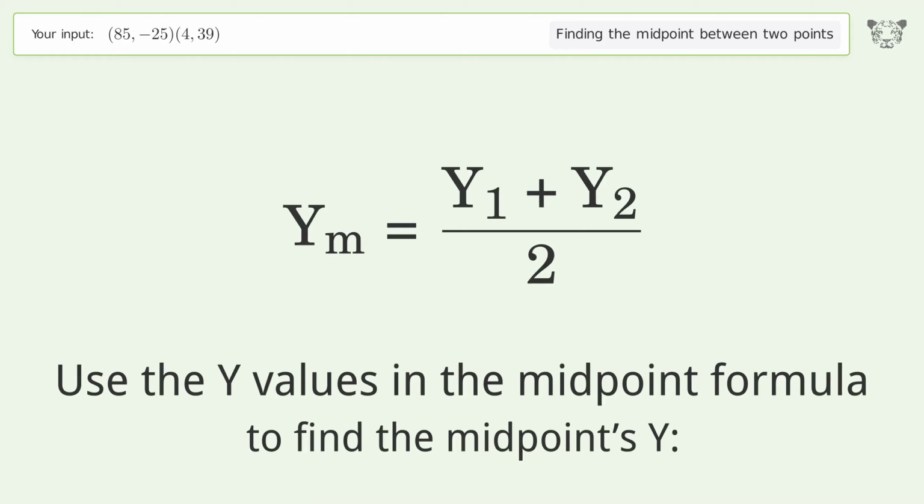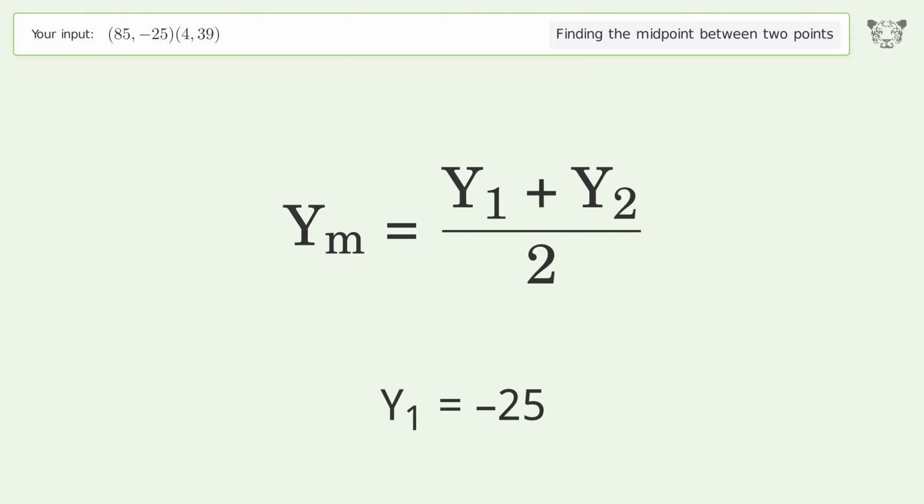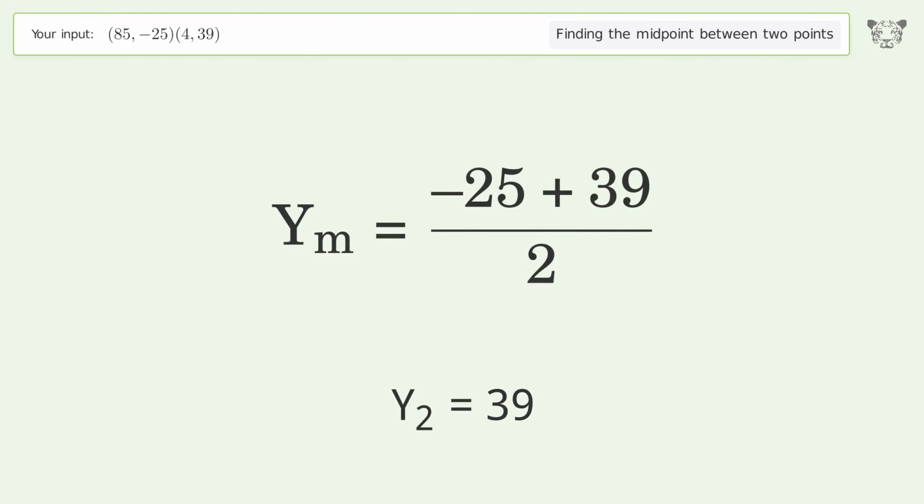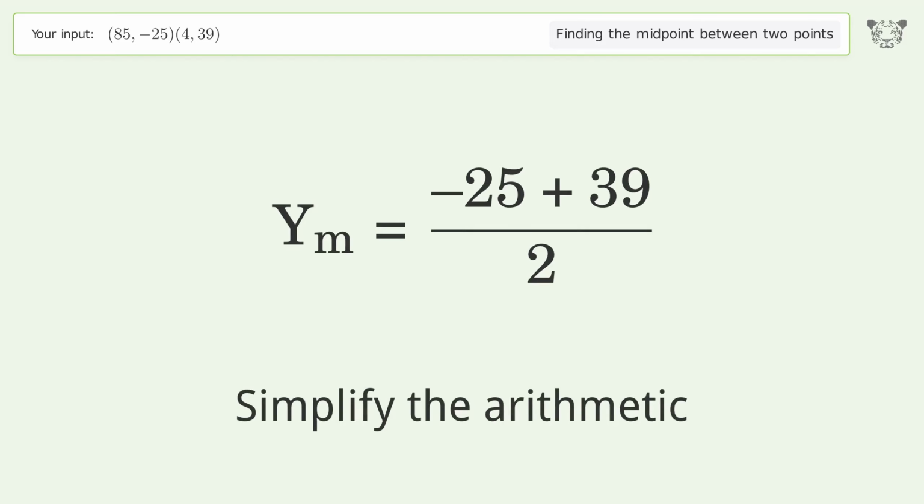Use the y values in the midpoint formula to find the midpoint's y. y1 equals -25. y2 equals 39. Simplify the arithmetic.